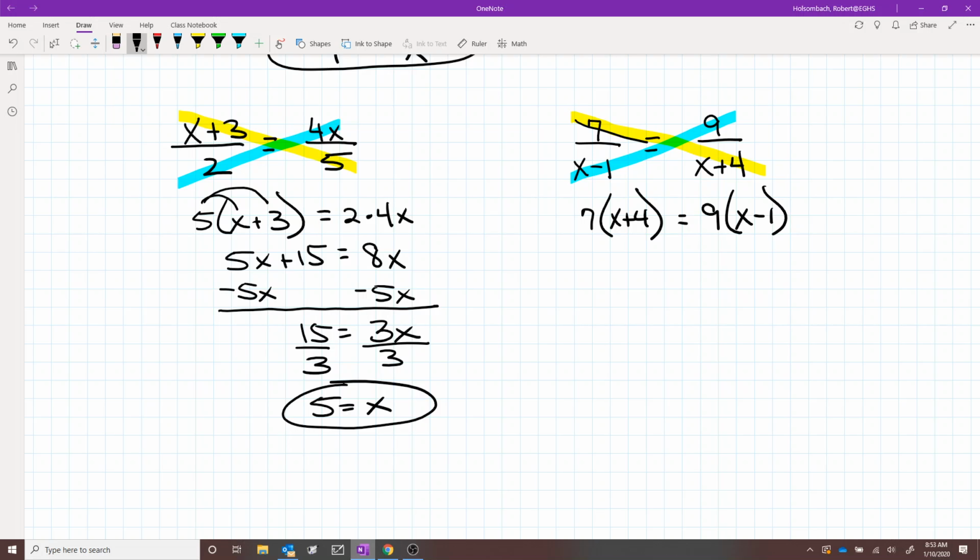So now you've got to do this distributive property on both sides. So you've got a 7x plus 28. And on the right hand side, be careful over here, you got a 9 times x, which is 9x. And then this 9 now is times the negative 1. So 9 times negative 1 is negative 9.